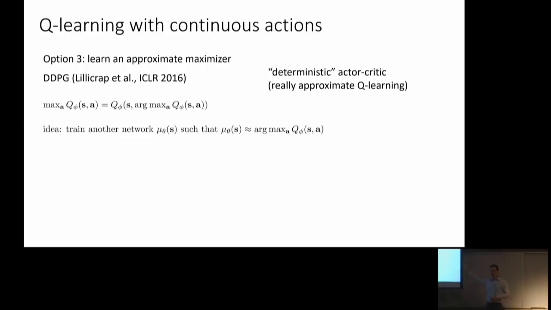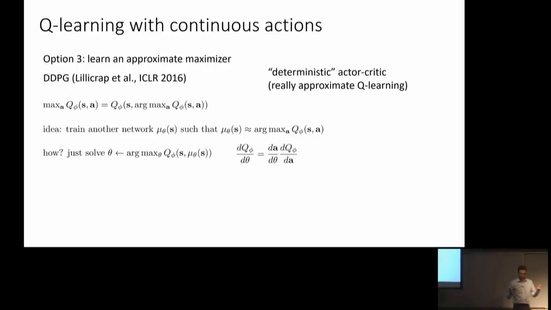Does anyone have any ideas about how we can train mu theta? Yes? You just take the gradient. The gradient of what? Q phi, that's it. Okay, so the answer was just take the gradient of Q phi with respect to the action. That's exactly how we're going to train mu theta. So mu theta is supposed to be the argmax, so you just solve this optimization problem when you train it. Now, critically, unlike option 1, you're not solving this optimization problem every time you compute target values. You're solving this optimization over all of your samples to get mu theta, and then every time you want a target value, plug mu theta in place of the argmax.